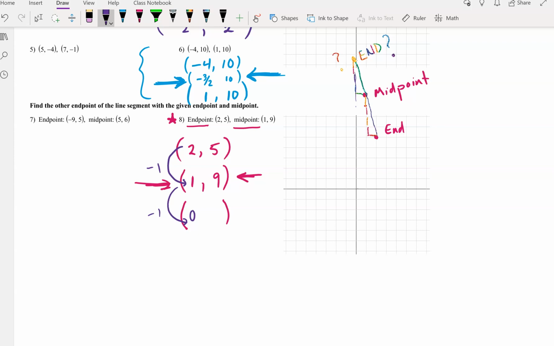Let's look at our y values. It looks like to go from 5 to 9, I had to add 4. So if I follow that same pattern and add 4 again, that's going to give me a 13. And if I counted up these boxes all the way to that top spot right there, that would probably be a 13 on the y value. So this idea of following your pattern is a great way to find that other endpoint as well.